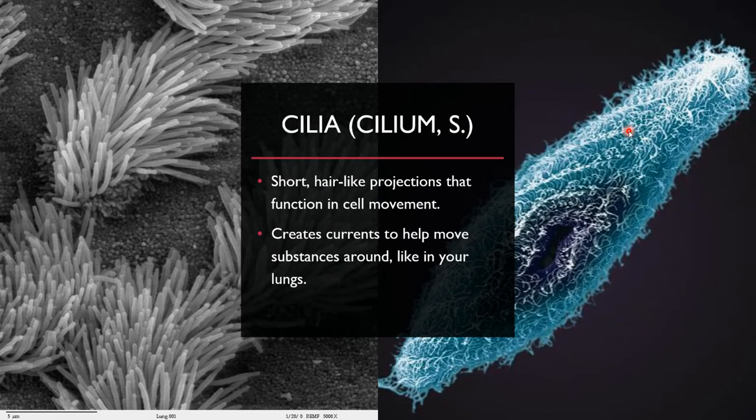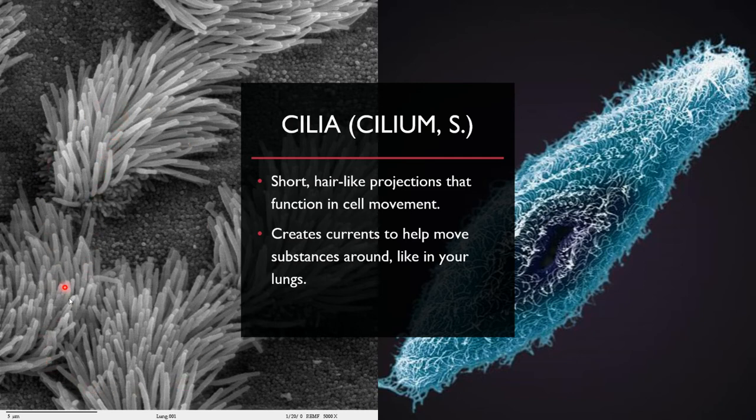Next term we need to know is cilia. Singular, it would be pronounced cilium. These are short hair-like projections that function in cell movement. This creates currents to help move substances around. An example would be lung tissue. If you look on the left side here, you'll see some small, short hair-like structures. These are called cilia. This is located inside of your lungs.